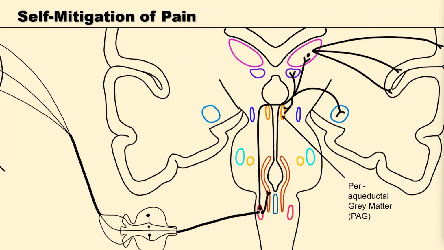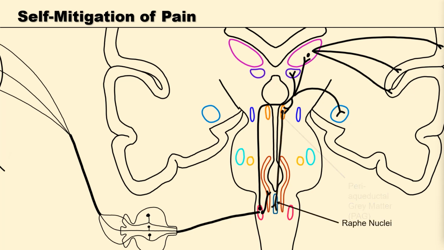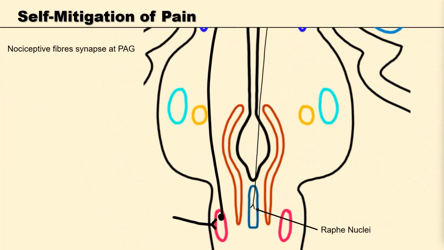Here we can see fibres in the second order neuron pathway are able to synapse with a really cool region of the brain called the periaqueductal grey matter. The periaqueductal grey matter can also synapse with the raphe nuclei in the midbrain, just below the fourth ventricle. Let's zoom in here so it becomes a little clearer. Neurons in the raphe nuclei synapse onto an interneuron.